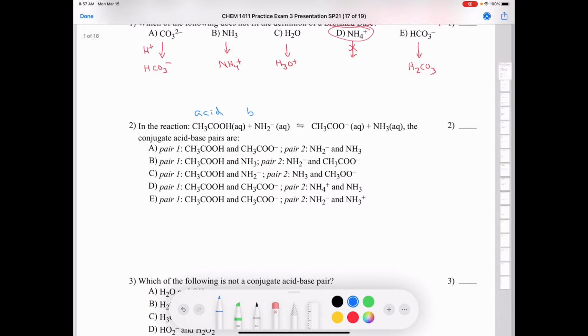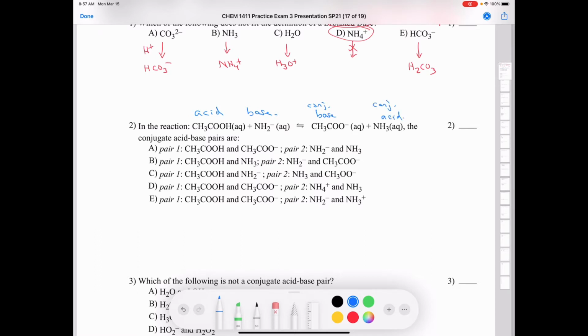That means that this polyatomic ion here is a base. Now, if we look at the product side, we see that the acid lost a proton to give us this species here. So that makes this the conjugate base, which would render this the conjugate acid.